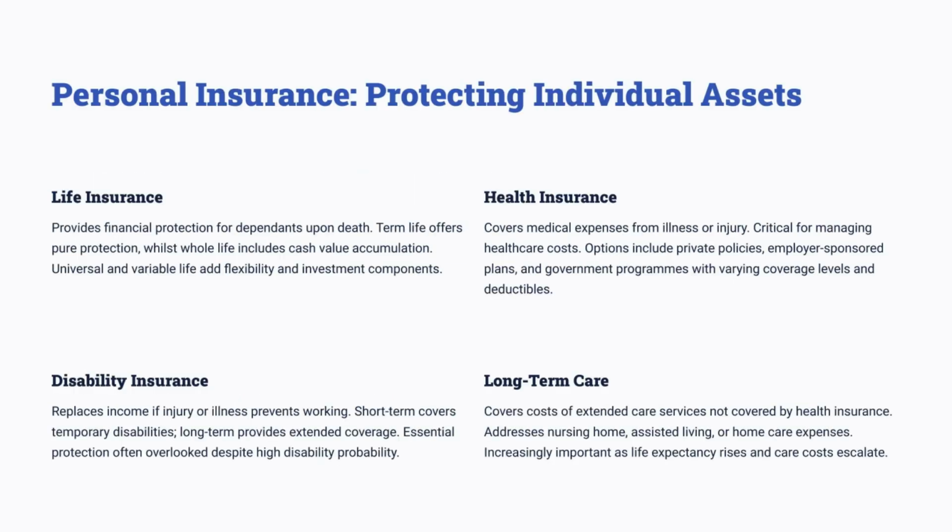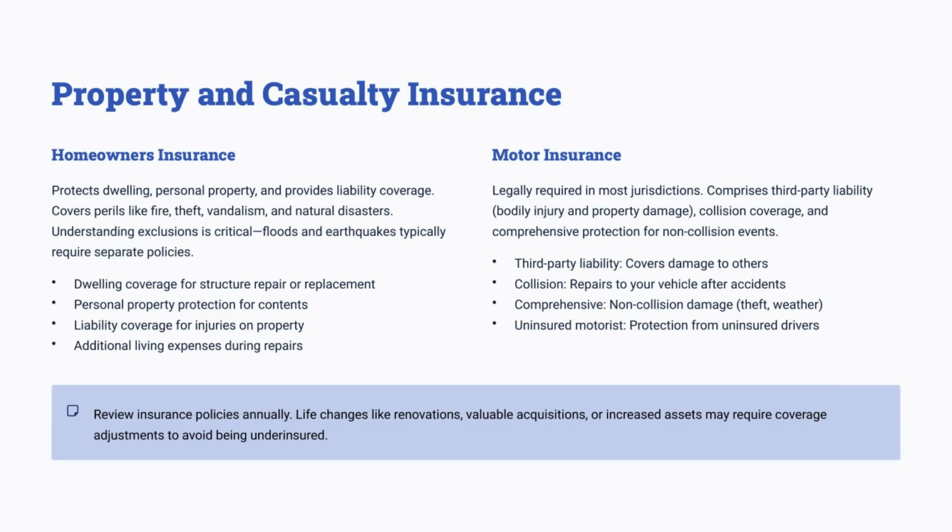Life insurance ensures financial security for dependents, with term life offering pure protection and whole life accumulating cash value. Health insurance manages medical expenses, available through private, employer, or government plans. Disability insurance replaces income during work-preventing conditions, while long-term care covers extended services, crucial as life expectancy and care costs rise. Homeowners insurance safeguards your dwelling, personal property, and offers liability coverage against perils like fire and theft.